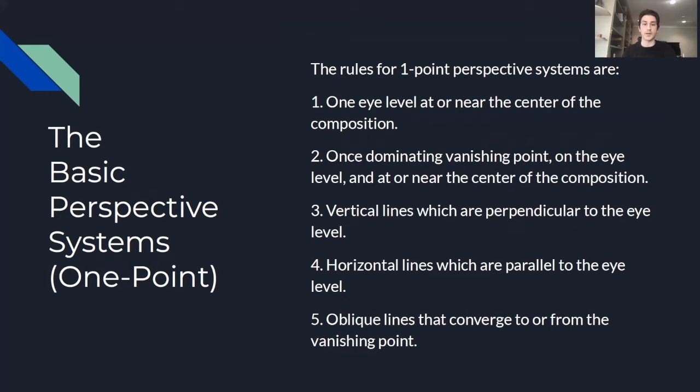For 1, you have one eye level that's near or at the center of the composition. 2, have the dominating vanishing point on the eye level, at or near the center of the composition. 3, have your vertical lines which are perpendicular to the eye level. 4, have your horizontal lines which are parallel to the eye level. And lastly, have your oblique lines converge to or from the vanishing point.